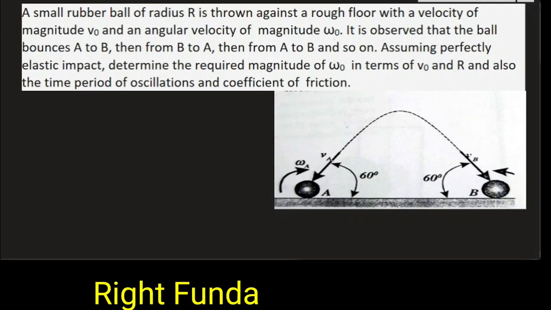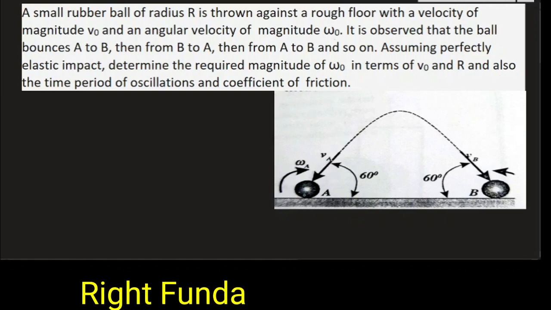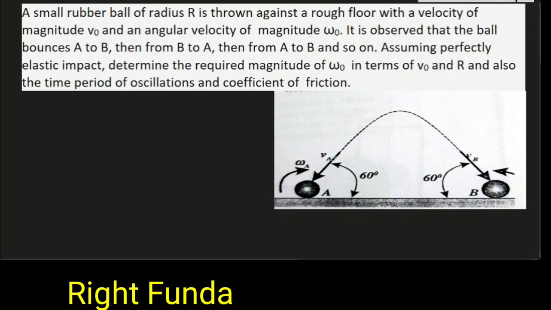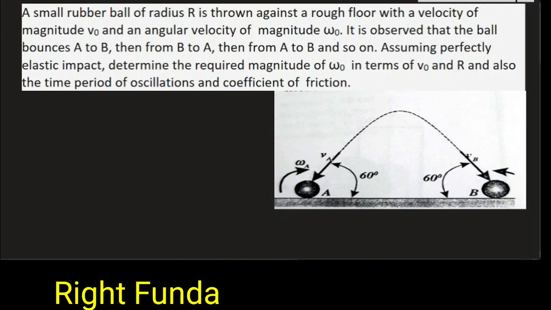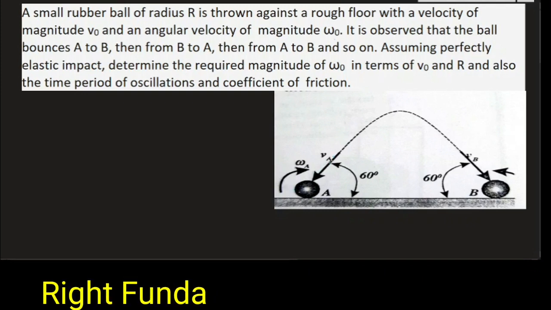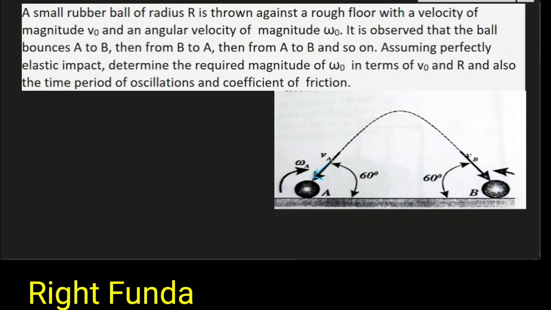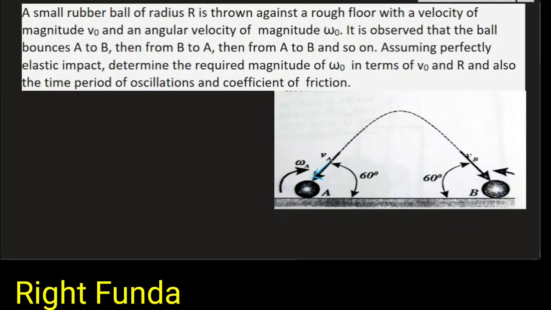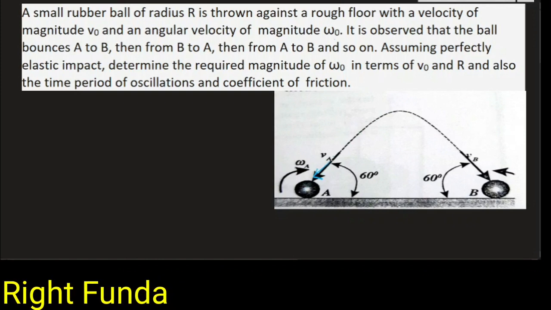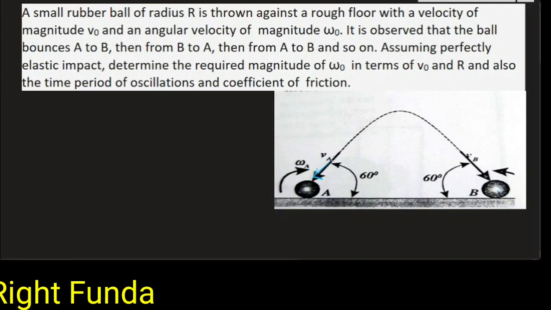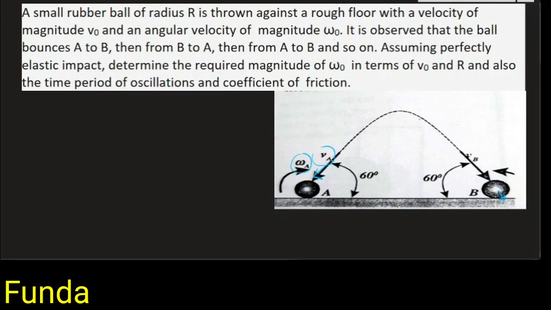So what the question is saying is that there is a ball, and suppose this ball is thrown toward the floor like this. It strikes, and it again comes back like this and falls here. It again makes a collision here and comes back like this. This keeps on repeating, having some velocity and also omega over here. So that's why it is happening like this.